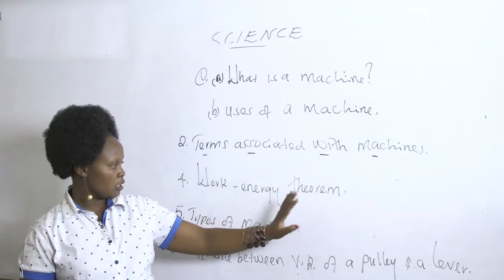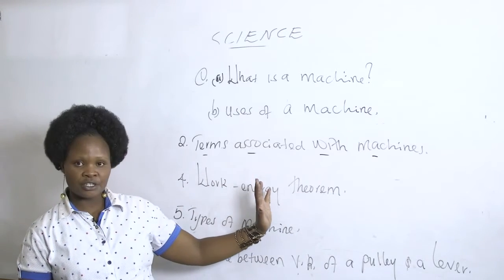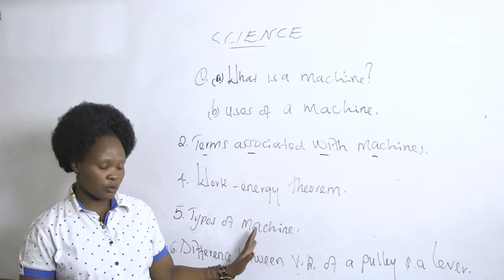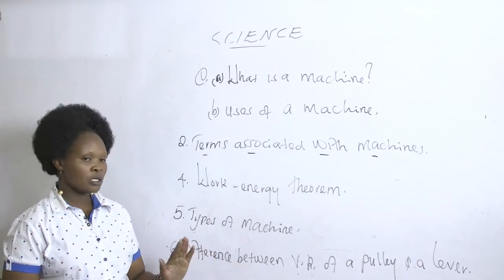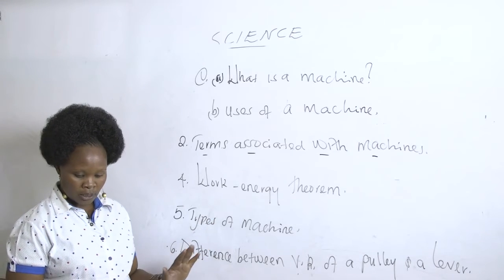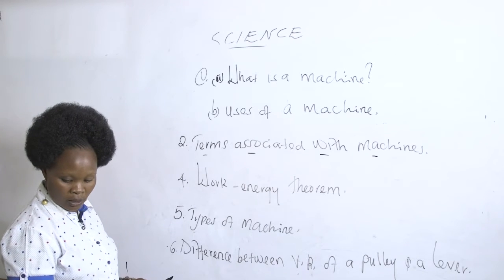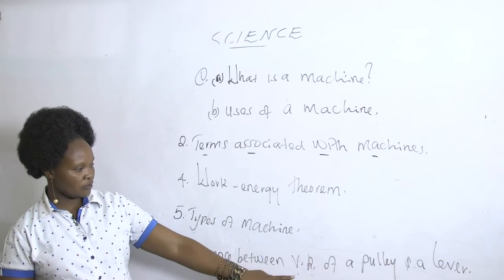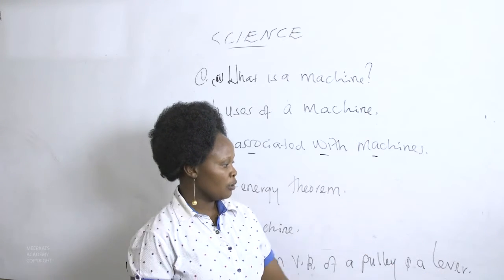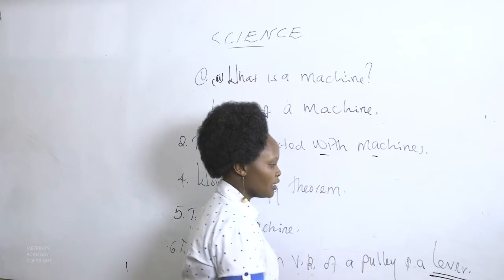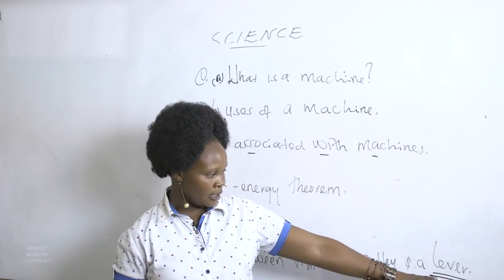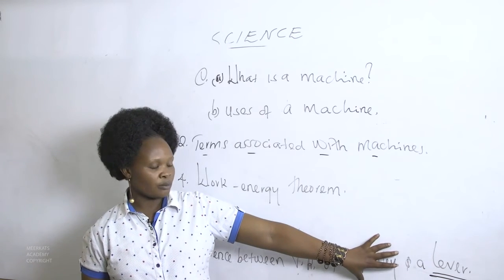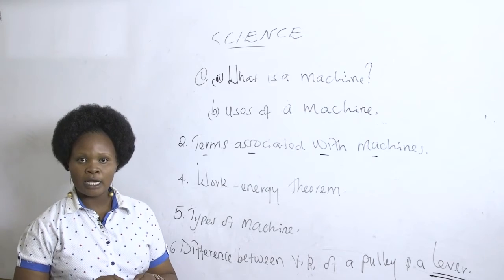Work energy theorem, we equated the work done to the change in kinetic energy. We have looked at 6 different types of machines, where we have had levers, screws, inclined planes, pulleys, and axles. Now, on the difference between the velocity ratio of a pulley and a lever, we have said that the velocity ratio of a lever is actually 1, in that the work input and work output are the same. Whereas for a pulley system, you count the number of threads supporting the load.